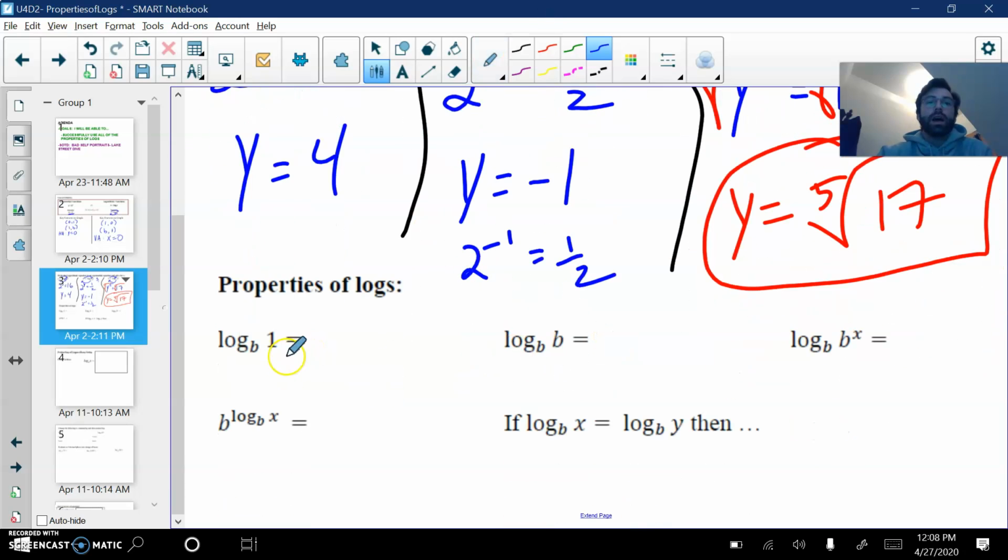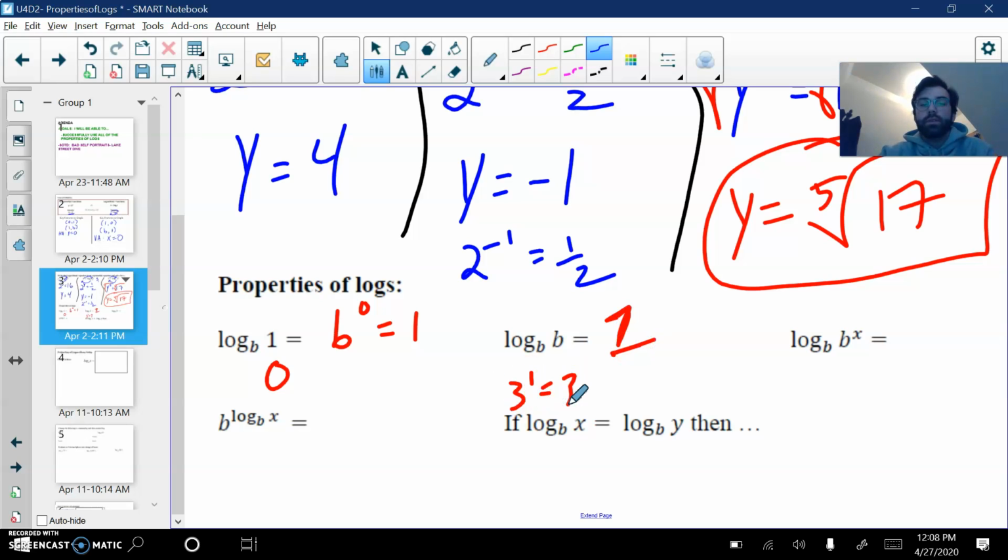Some basic log properties. If I have log base of any number and the 1 is right here, that's just going to be 0. Because anything to the 0 power would give me 1. If I have the log base be a b, so if these two numbers match, your answer is just going to be 1. Think about that. 3 to the first is 3.